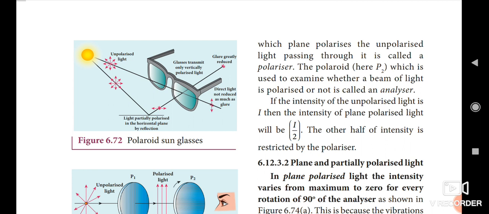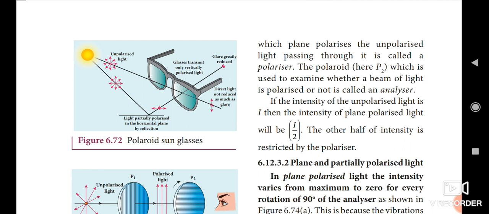What is meant by plane polarized light and what is meant by partially polarized light? What is the intensity of plane polarized light? For every 90-degree rotation, the intensity of plane polarized light varies from maximum to 0. First it starts at maximum and reaches 0, then again maximum, then 0, and it goes on like that. This is called plane polarized light.